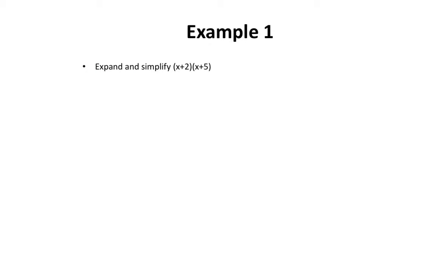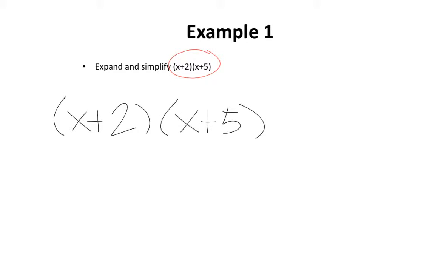In our first example, we want to expand and simplify x plus 2 multiplied by x plus 5. The first thing you want to do is rewrite the question. x plus 2 multiplied by x plus 5. We're going to use the FOIL technique to expand these terms. First terms get multiplied, outer terms get multiplied, inner terms get multiplied, last terms get multiplied.